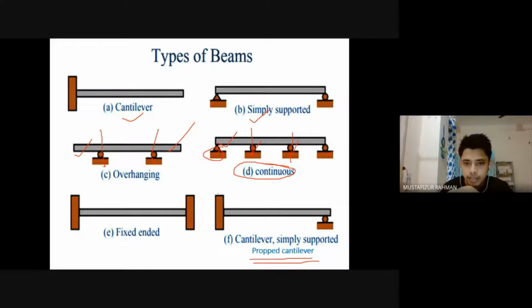Why? Because it is like a cantilever, one end is fixed and one end is roller supported. So it is almost like a cantilever, but here we have a roller support. It's not free like the cantilever. So it is called propped cantilever.